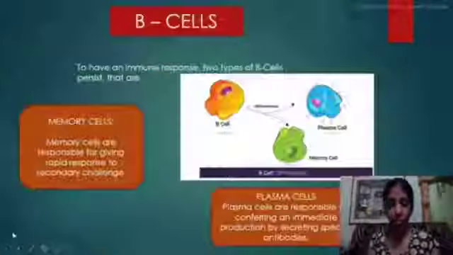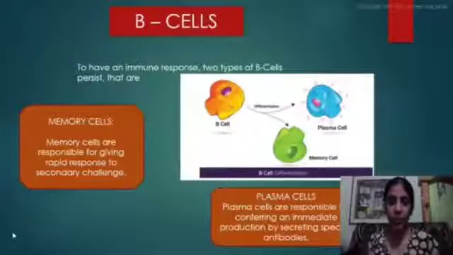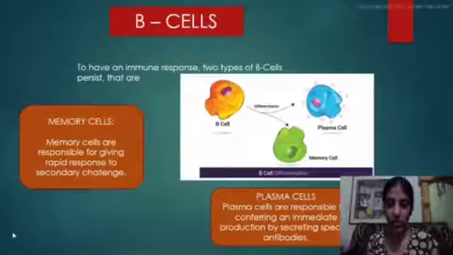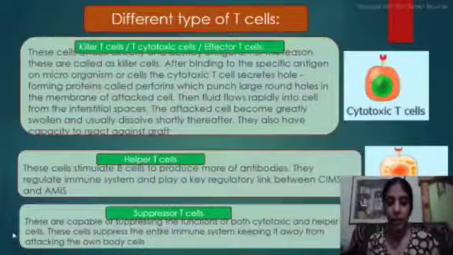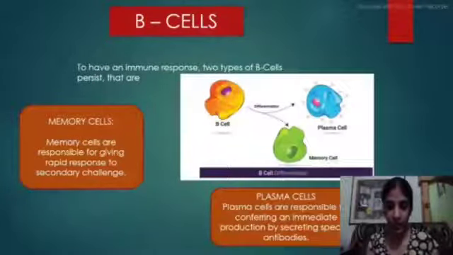So, now we come to B cells. To have an immune response, two types of B cells are involved: memory cells and plasma cells. Memory cells are responsible for giving a rapid response to a secondary challenge, and the plasma cells are responsible for conferring an immediate response by secreting specific antibodies.